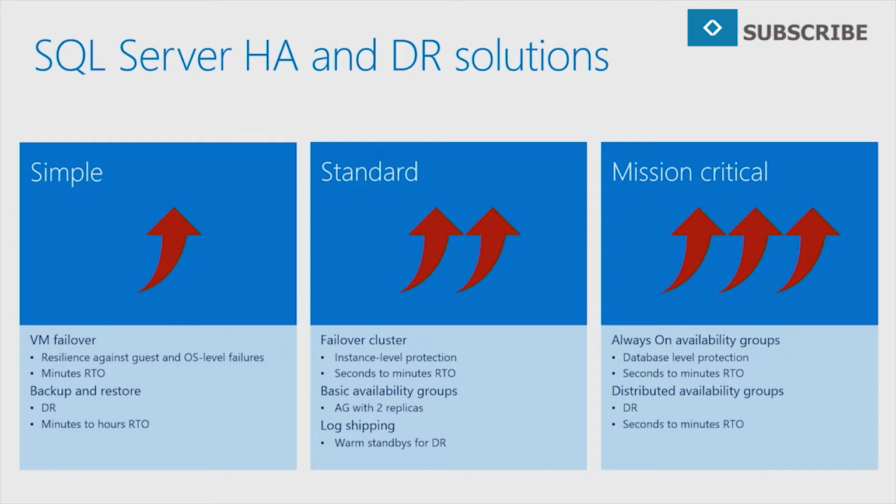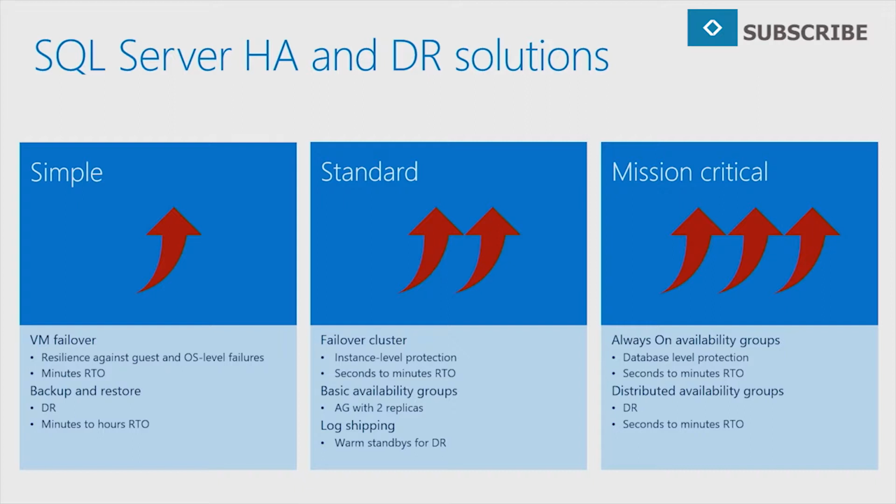Then we have standard HA solutions with instance-level protection combined with reliable shared storage infrastructure, or database-level protection with Always On basic availability group support. And for DR, once baseline data protection is in place with backups, the rest of the environment can be customized to the needs of the organization for additional disaster recovery. One such option for standard DR is log shipping.